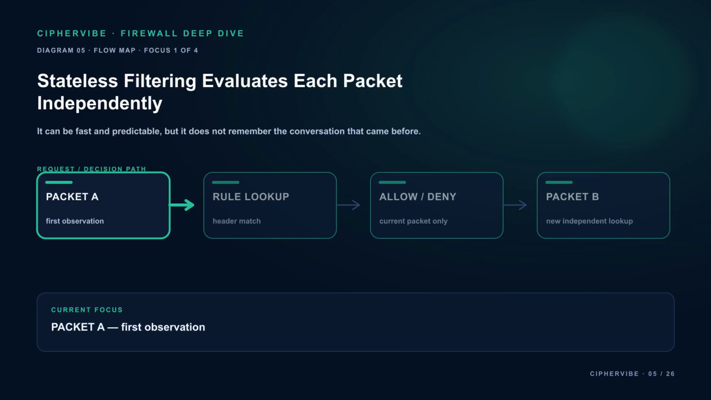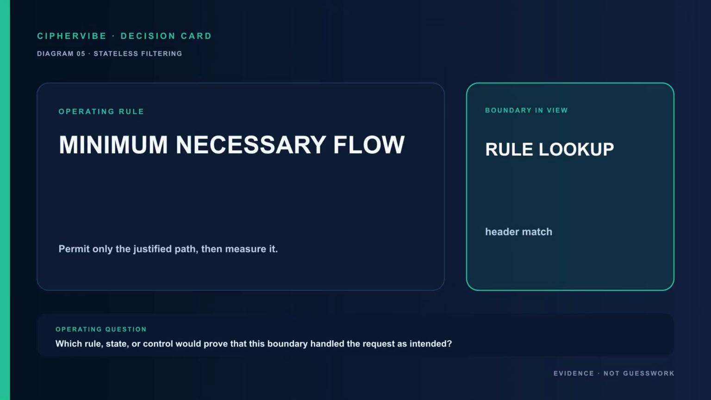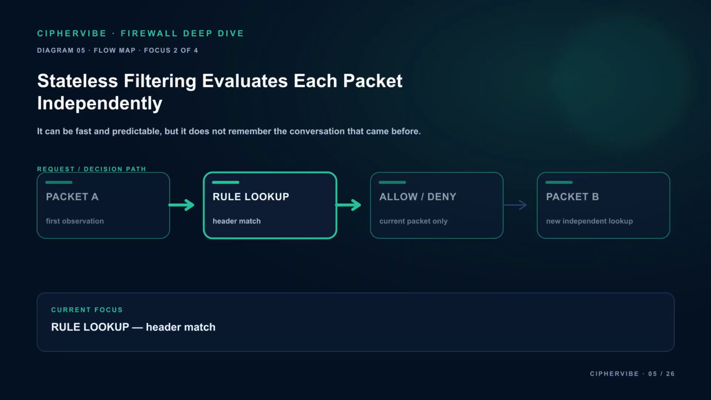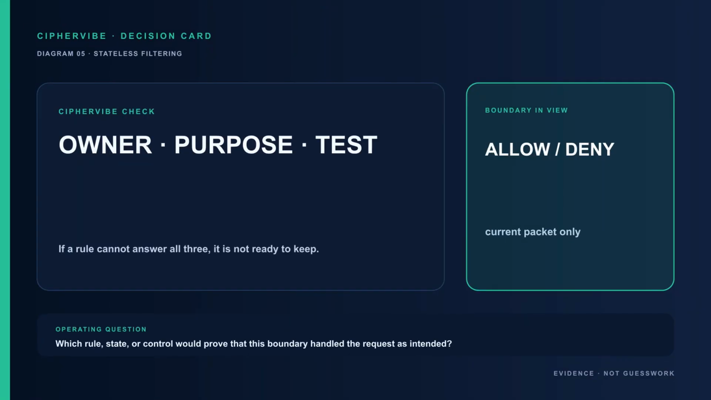For the North Star Commerce simulation in this video, our simulated stateless policy uses only narrow, documented cases and pairs every allowed direction with an explicit verification test. We never treat a packet filter as a substitute for application authorization. Keep that chain visible: intention, enforcement, evidence, and review.